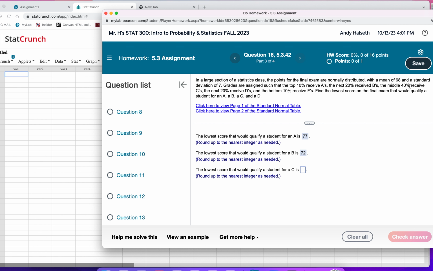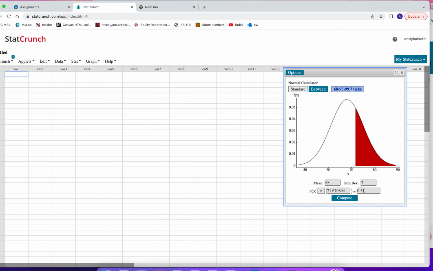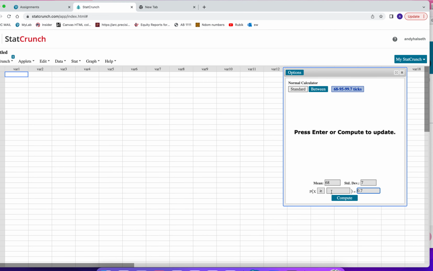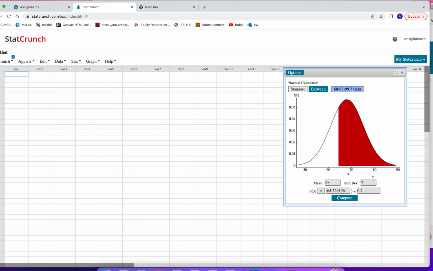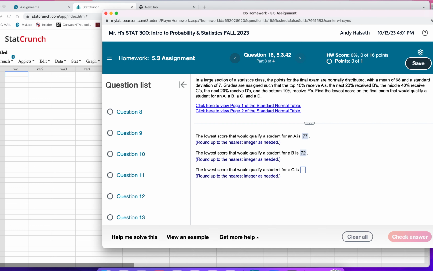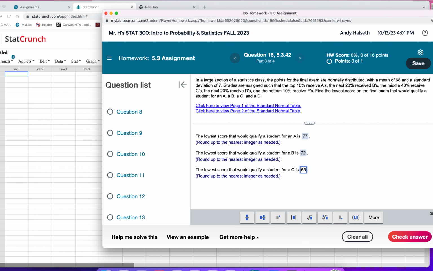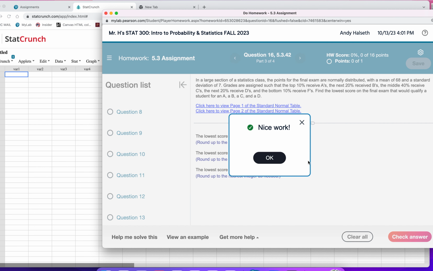The middle 40% receive C's. That's another 40. So 10, 20, 40, a total of 70. Right? So if I keep going with that approach, if I put in a 0.7 and still greater than, now it's 10, another 20, and then the middle 40. So that's a cumulative 70%, and that will be 64.3. Rounding up always, so that's actually going to be a 65. So I'll try 65. That looks good.